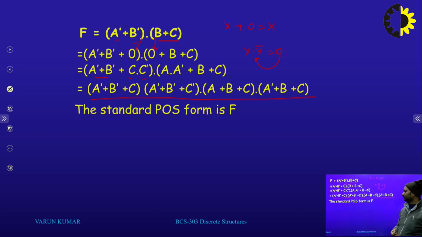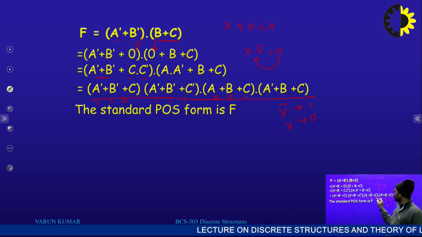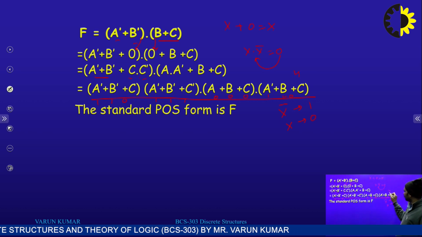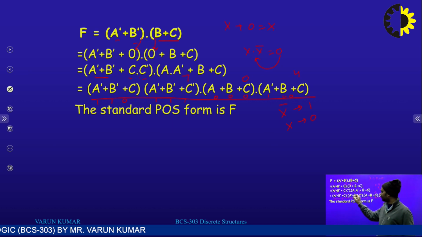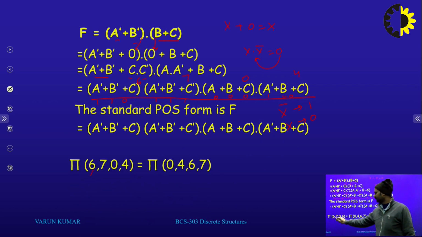So in standard POS form, the literal bar is denoted as 1 and the literal is denoted as 0. So this particular term is 1, 1, 0. And this term is 1, 1, 1. This term is 0, 0, 0. And this term is 1, 0, 0. Their decimal equivalents are 6, 7, 0, 4, and then we write in the sorted order. So the result is 0, 4, 6 and 7.